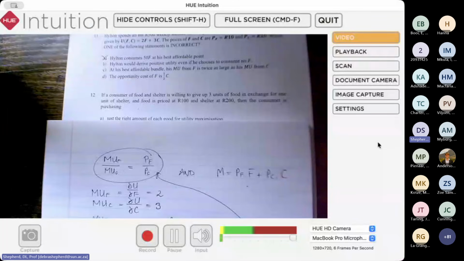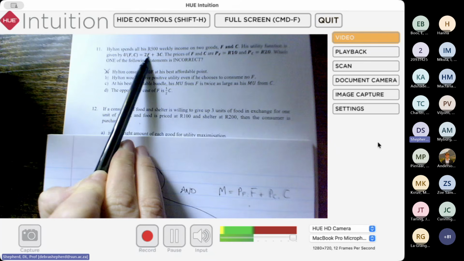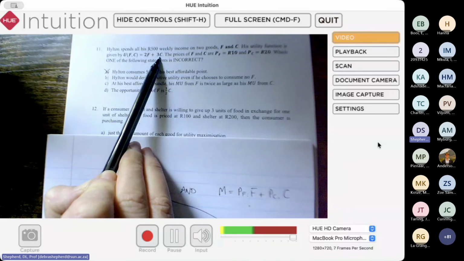Okay. B then says, Hilton would derive positive utility even if he chooses to consume no F. So what do we have to do? We have to consider a situation in which Hilton consumes no F, but then must be consuming some positive C because Hilton needs to consume something in order to get utility. He has money to spend, he's going to spend it to get utility. If we look at this utility function here, what we see is that if F is 0, if he consumes absolutely no F, but he will consume some positive amount of C, it means that he can get positive utility.